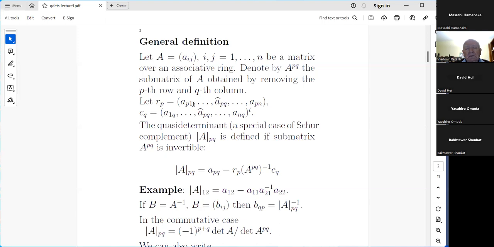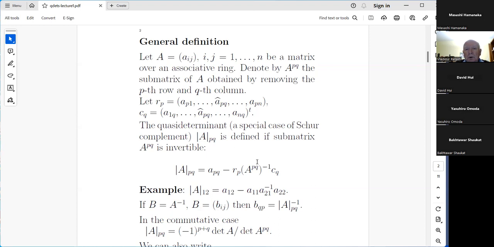Then let me consider this row matrix: this is the row of index p where a_pq is removed. And similarly, I consider the column of index q where again a_pq is removed. And then the quasi-determinant with the index pq is defined, and it's defined only if the submatrix A^{pq} is invertible, just by this formula. So then, if A^{pq} is invertible, you have just an element of your associative ring.